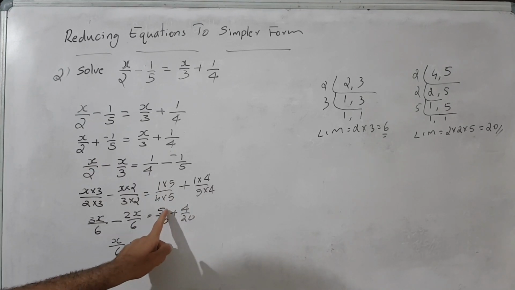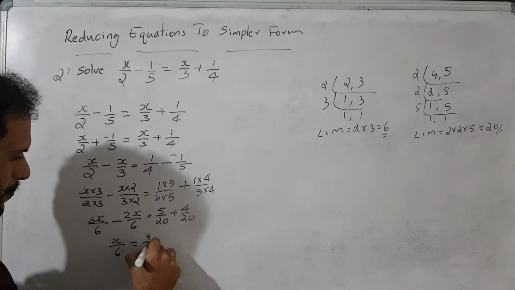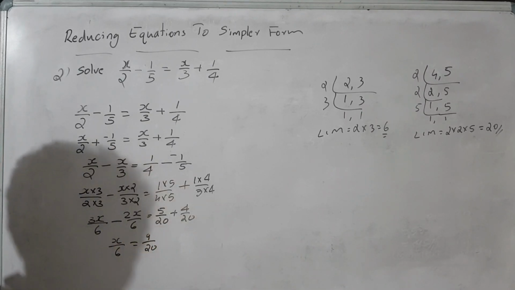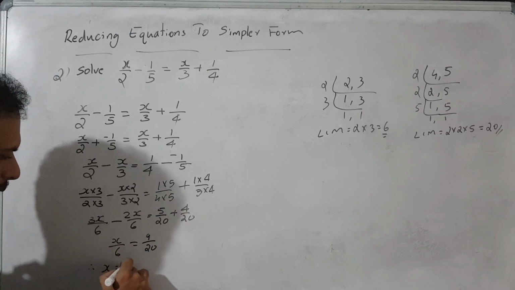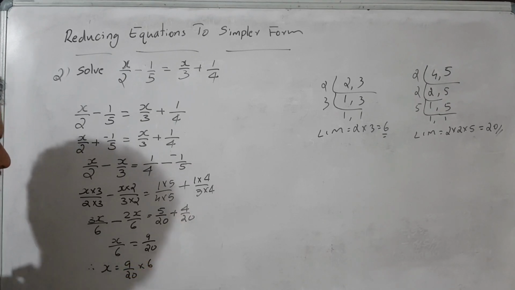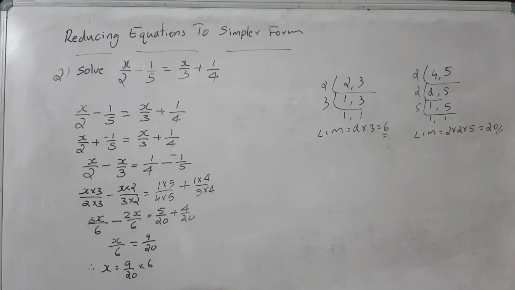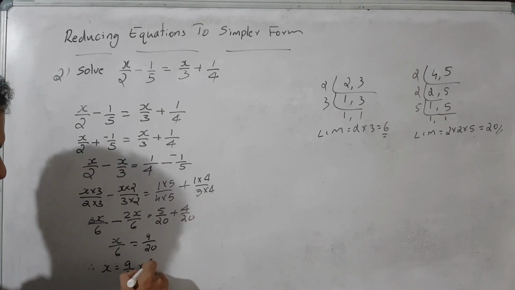The denominator is the same, so it is possible to add the numerators. 5 plus 4, 9. 9 by 20. So next we need to transpose 1 by 6 to the side of 9 by 20 because we need to find the value of x. Therefore x is equal to 9 by 20 into 6. Correct? Then it is possible to reduce 6 and 20 by 2. 3 times here, 10 times here.